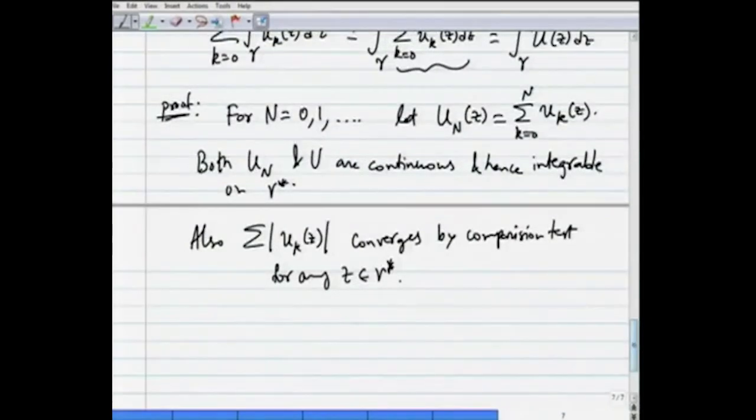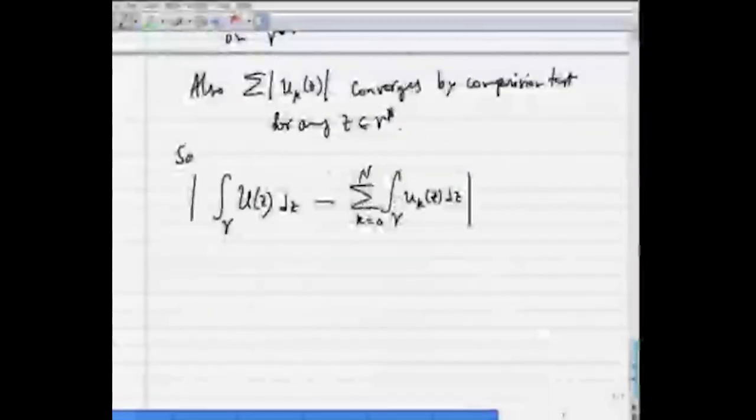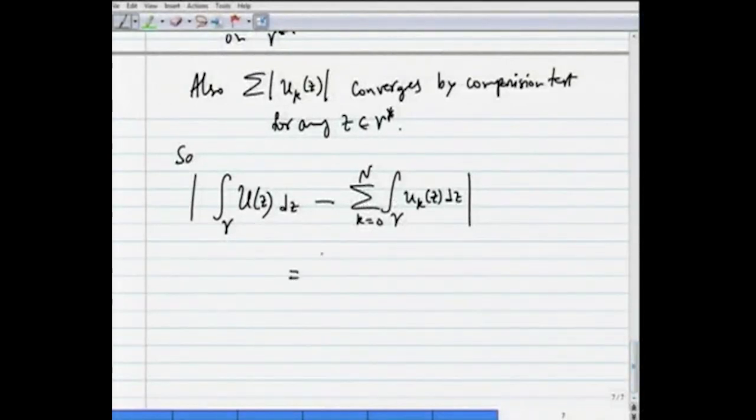Okay. So, now what we will do is we will estimate u of z using the capital U N of z. So, we will take the difference of the integrals of these, and estimate them. So, the contour integration of u of z dz over gamma minus the sum from k equals 0 to capital N of the contour integration of u k of z dz over gamma, in absolute value, in the modulus. This is nothing but the modulus of the contour integration of u of z minus u N of z dz, right, one and the same.